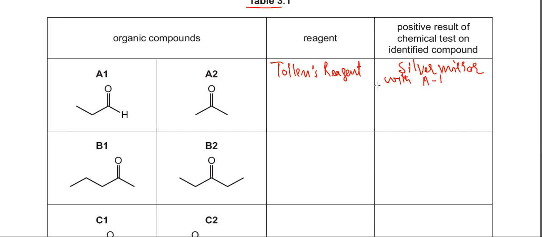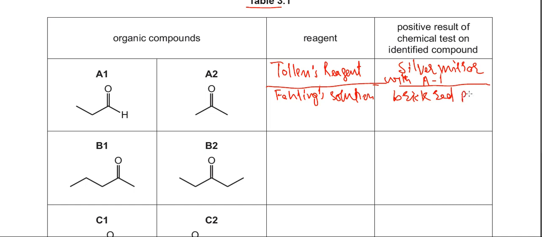Now if I am not going to use Tollens reagent, I have another reagent as well, which is Fehling's solution. This will also give a positive result with A1 aldehyde. What do we see? We will see a brick red precipitate, or even you can say red precipitate. Brick red precipitate, but try not to write just PPT. Write completely precipitate with A1.